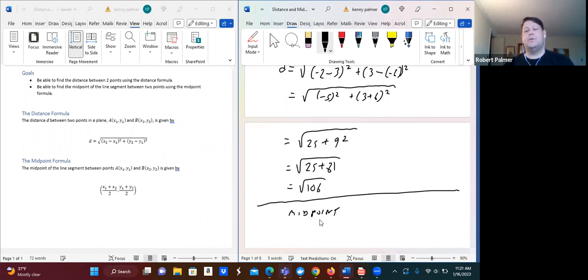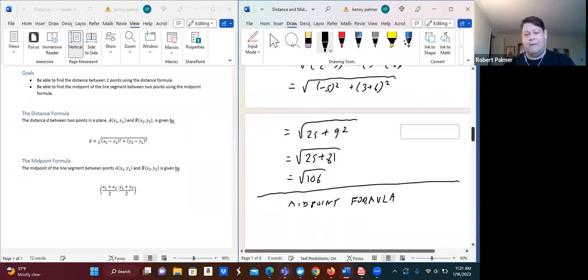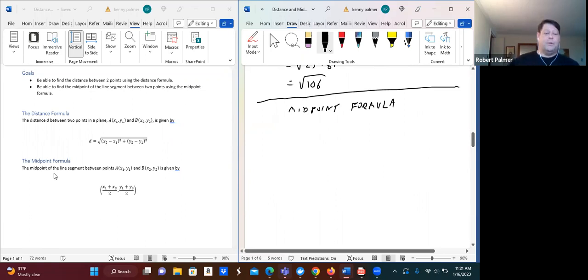In a similar way, we're going to show where it comes from and then do a couple examples. Let's look over here to the left. It says the midpoint formula. So we have a line segment between 2 points. We call them A and B again. We call them the same way, x1, y1, x2, y2, and the midpoint is given by this.